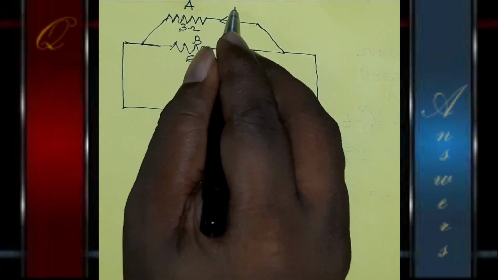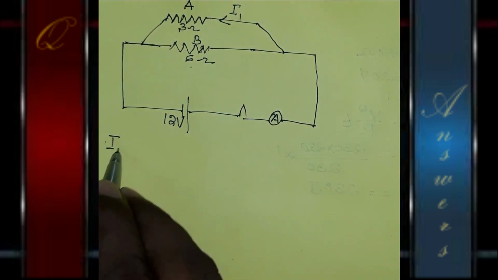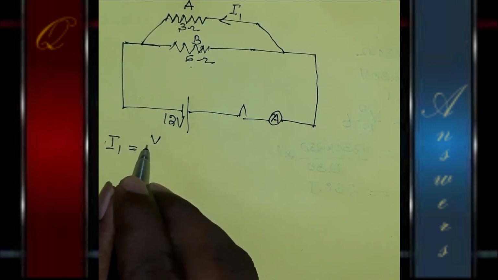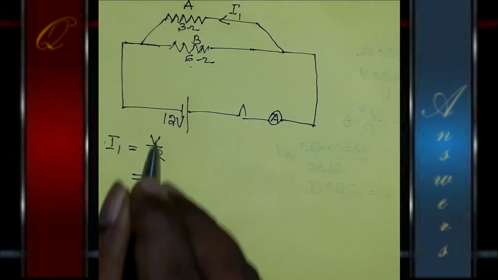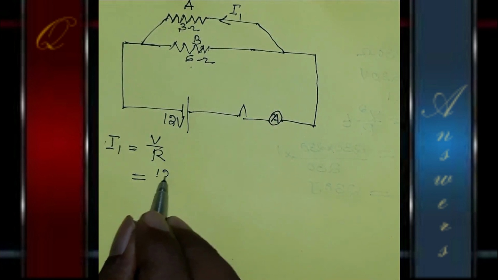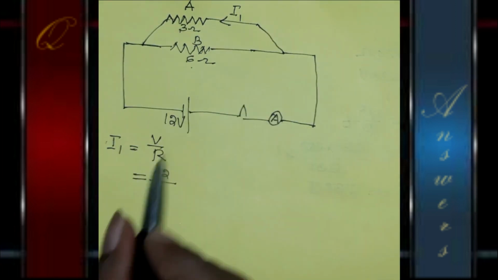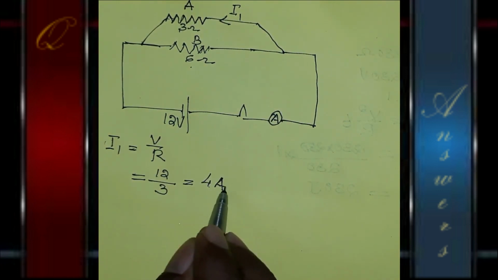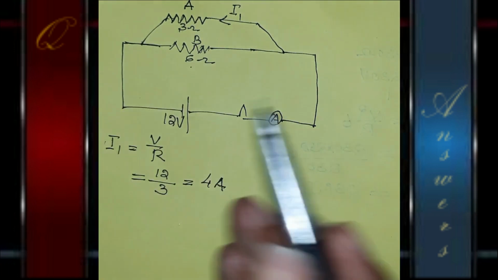So question, what is the current flowing through this resistance? You may use the equation, the current I1 is equal to, you may use Ohm's law, that is I is equal to voltage divided by resistance. What is the voltage? That is 12 volt. 12 volt divided by resistance. What is the resistance here? It is 3 ohm. So the value is 4 ampere. So 4 ampere current passes through the resistance A.